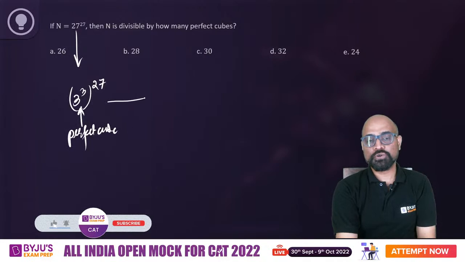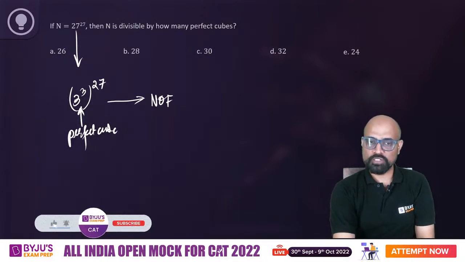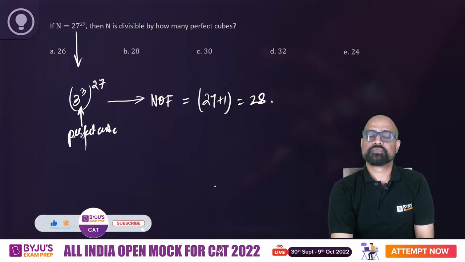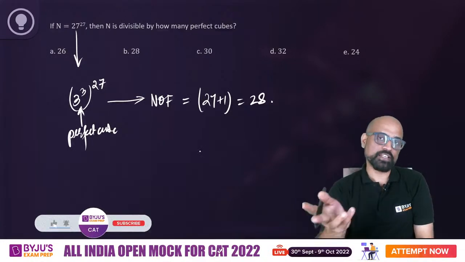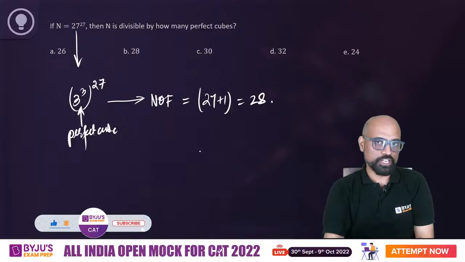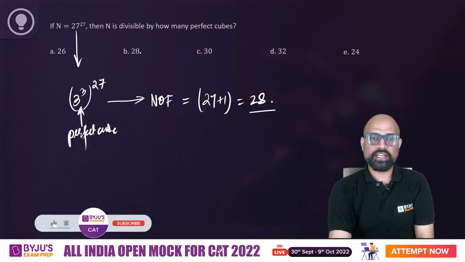So all you need to do is find the number of factors now. Just look at the power. Forget about this 3 cube. So the number of factors is going to be power plus 1. So you will have 28. So you don't have to rearrange anything. Thankfully, 27, the base, is already a perfect cube. So 28 will become our answer.